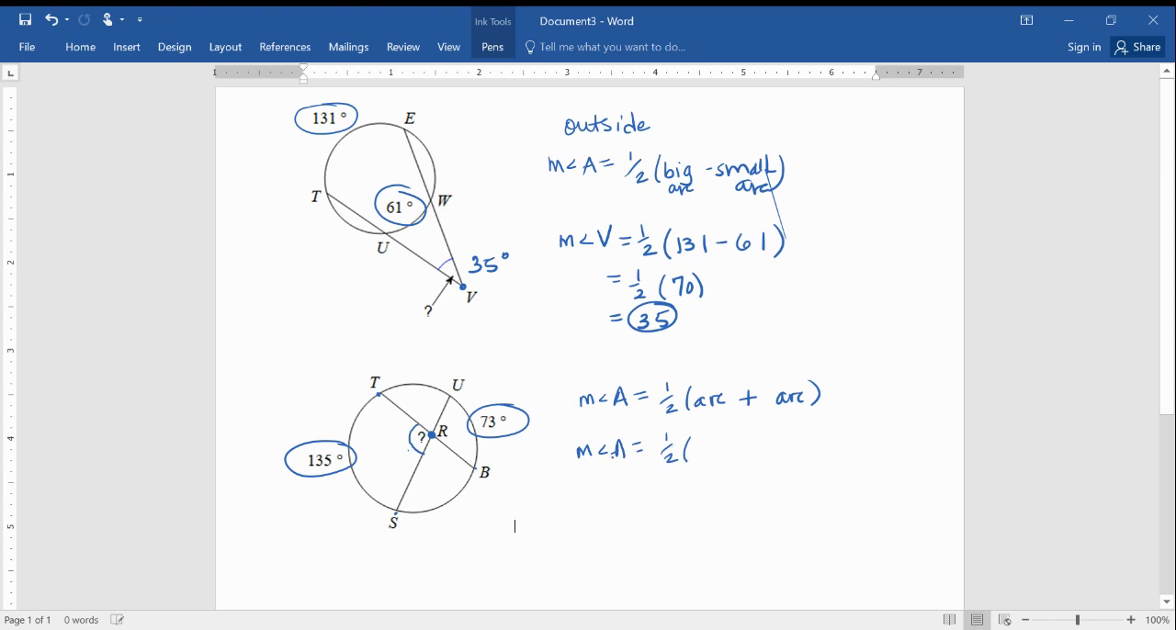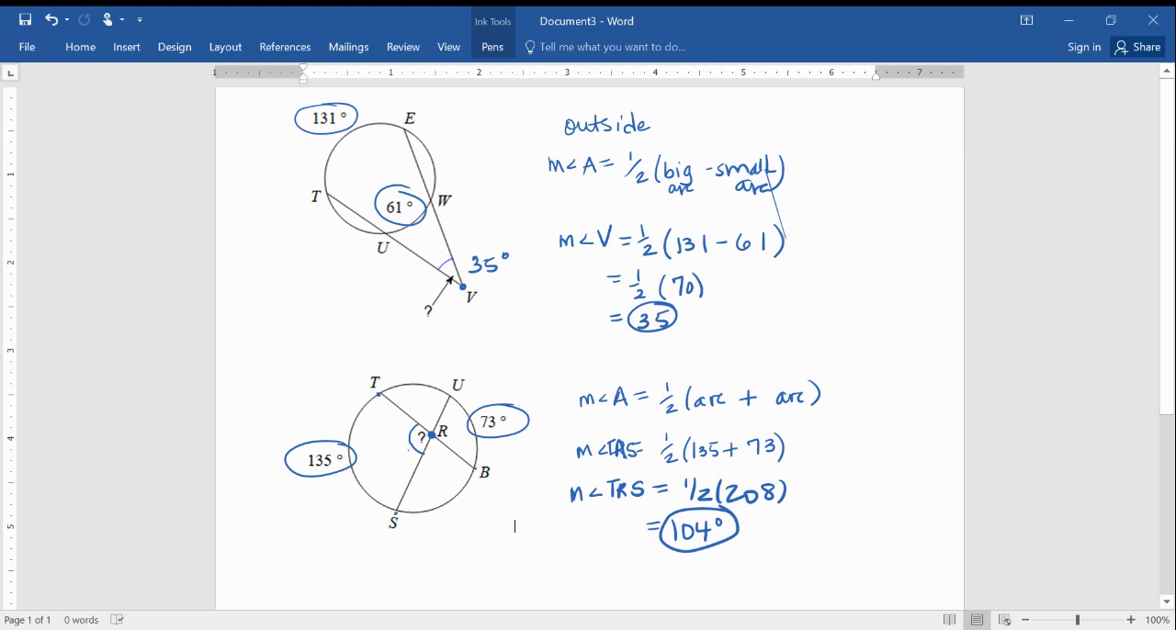So the measure of angle TRS should be 1/2 of one arc. Now, it doesn't matter on the order here, but just to be consistent, we'll do the larger one first. So we're going to add those together, 135 and 73. That gives us 208. So the measure of angle TRS is equal to 1/2 of 208. So divide that by 2 in your calculator, and that's 104. So that's the measure of our angle there.